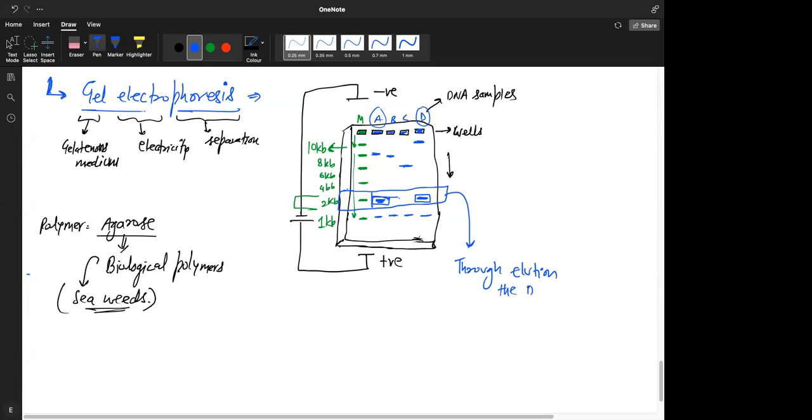Yes, sir. Okay, so through elution, the DNA of interest is extracted from the gel. Okay, so write down a few points. Separation and isolation of DNA fragments can be done through agarose gel electrophoresis.